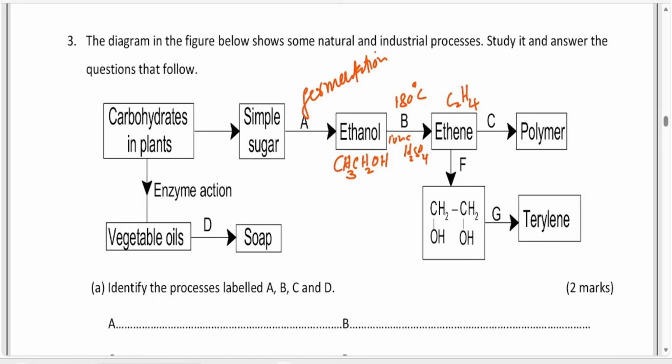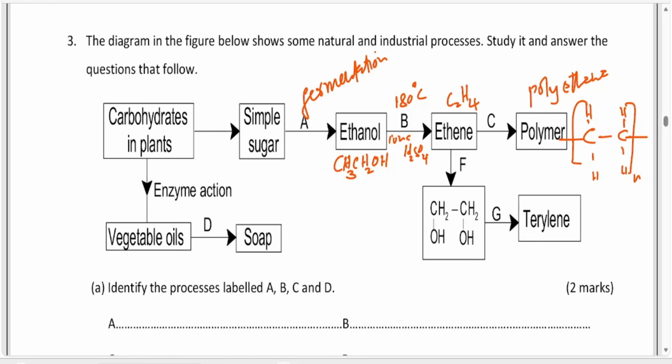Then ethene undergoes another process that leads to formation of a polymer. And this polymer will automatically be a polyethylene. This is an addition polymerization. It's going to be polyethylene, and you can easily write it because it was from ethene. Then we break a bond, then polymer, ethene.